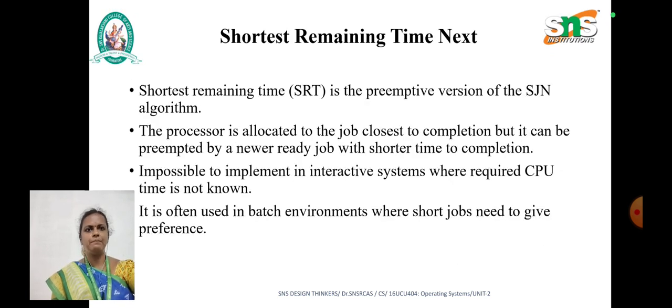Shortest remaining time next, also called SRT, is the preemptive version of the SJN algorithm. The processor is allocated to the job closest to completion, but it can be preempted by a newer ready job with shorter time to completion. Impossible to implement in interactive systems where required CPU time is not known. It is often used in batch environments where short jobs need to be given preference.